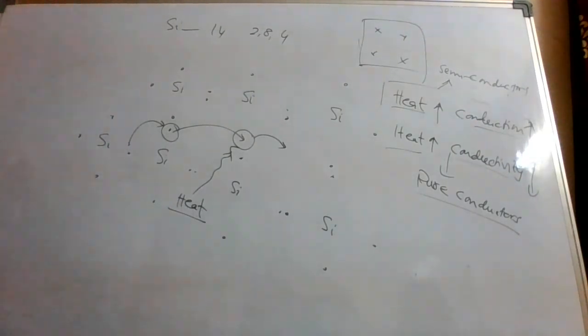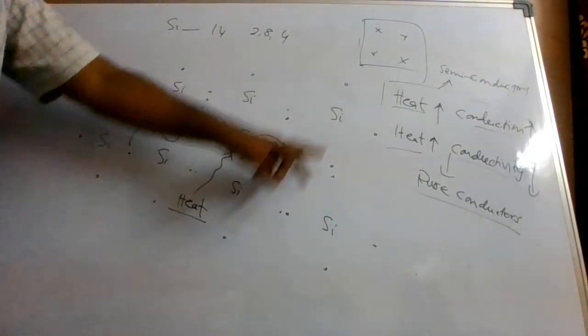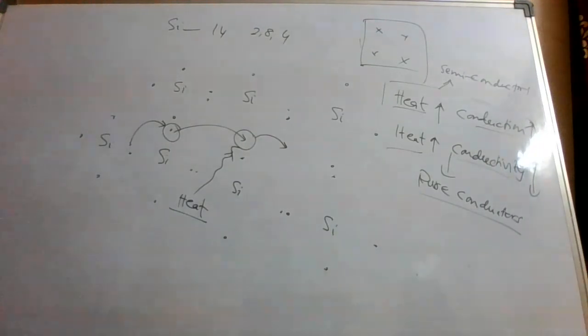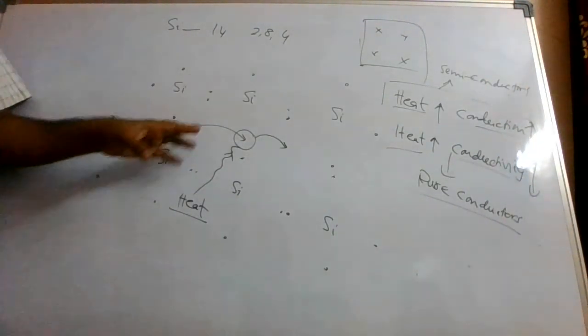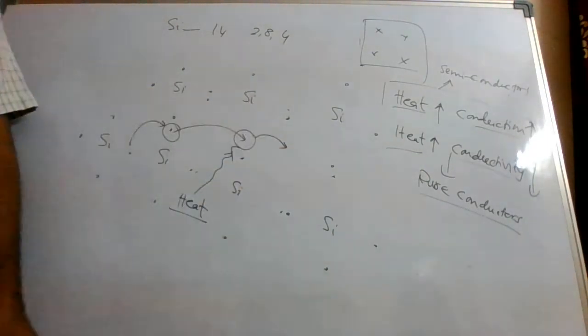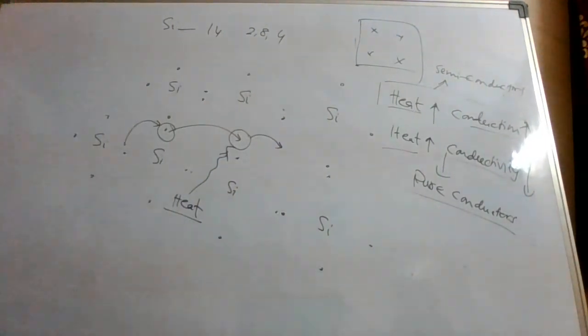So this is the case of intrinsic semiconductors. There is no doping here. You haven't added any impurity to this sample. So this type of semiconductor is called intrinsic semiconductor. Some other concepts we'll see in the next session maybe. So make a note of all these points.